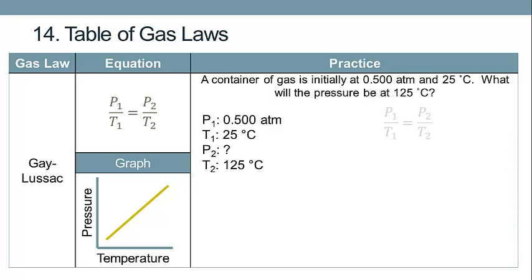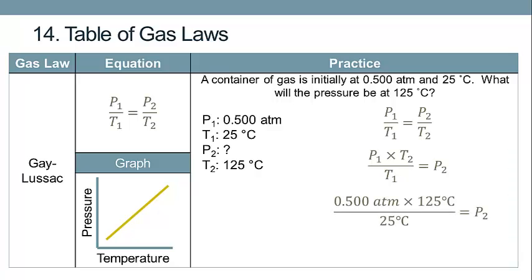So we can identify our conditions. We are solving for P2. So I rearranged by multiplying both sides by T2. Plug in my numbers. We see that the Celsius's cancel, and we get P2 is 2.5 atm. So let's make sure this matches. The temperature went up, which means that the pressure should go up. So it goes up from 0.5 to 2.5.